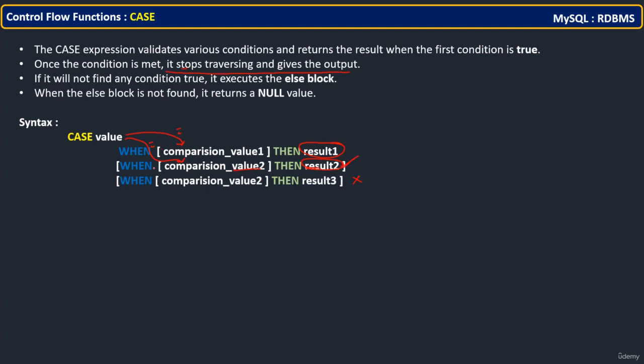So like that, suppose all conditions are false. In this case, if you don't have an ELSE block, then it will return a null value. Suppose you have an ELSE block, that is what you can write down like this. Then this default result is going to be returned when all the conditions are false. Then you must end with the keyword END, so that this part is completed. Okay, so this is what CASE is.